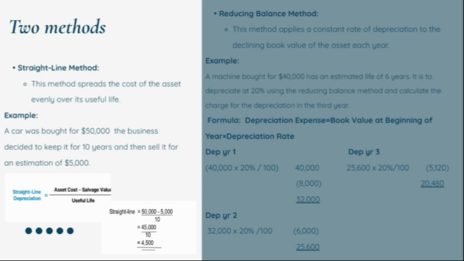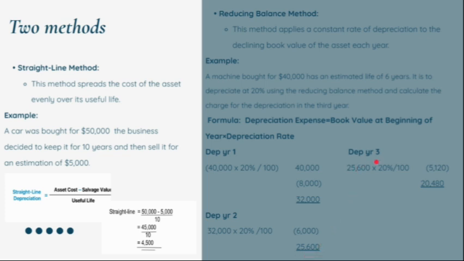The formula for the reducing balance method is as follows: book value at beginning of year times depreciation rate. For the example above, the depreciation in year 1 would be as follows. 40,000 times 20%, which would then give us 8,000. We would then take 40,000 and minus 8,000 from it, which would then give us 32,000. In depreciation year 2, we take the 32,000 times 20%, which would then give us 6,400. We would then minus 6,400 from 32,000, which would then give us 25,600.